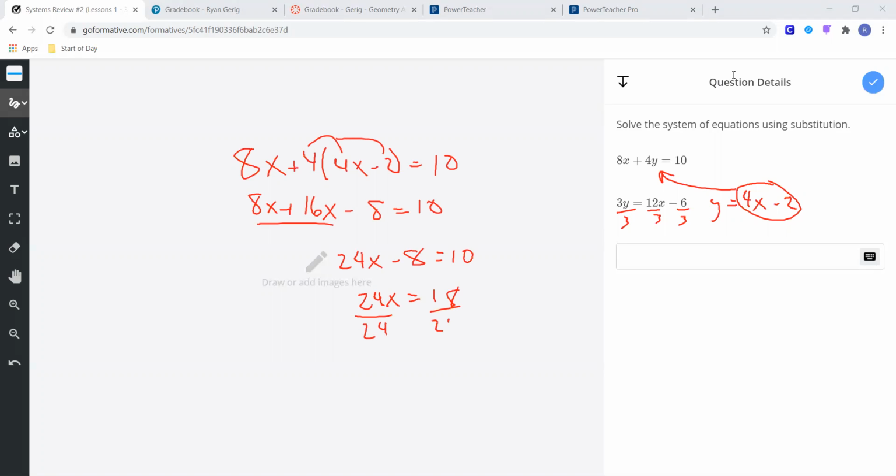Not looking great, but you know what? It's not that bad. 18 divided by 24 is not a good number. It's 0.75. But if I reduce that, which I would rather you do, divide by 6 on top and bottom, you get 3/4.